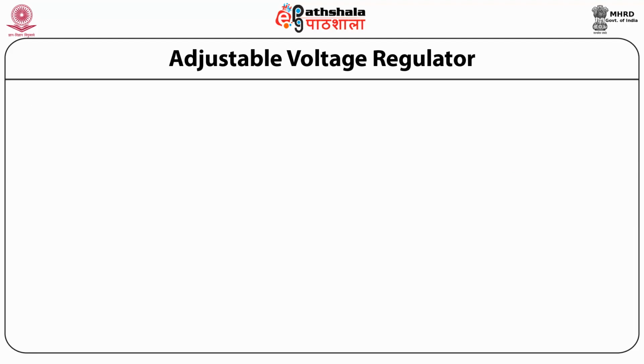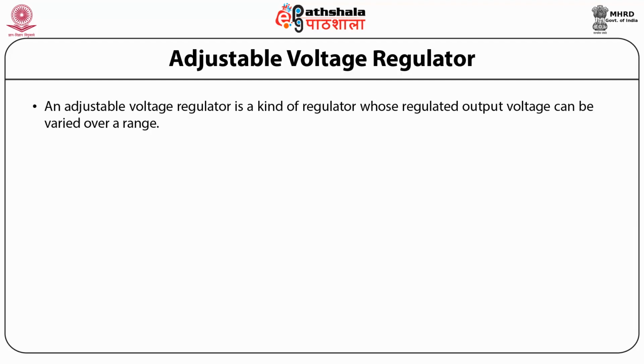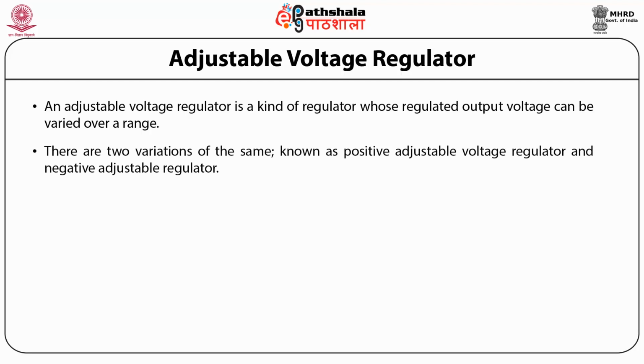Now let us discuss the adjustable voltage regulator. An adjustable voltage regulator is a kind of regulator whose regulated output voltage can be varied over a range. There are two variations of the same, known as the positive adjustable voltage regulator and the negative adjustable regulator.